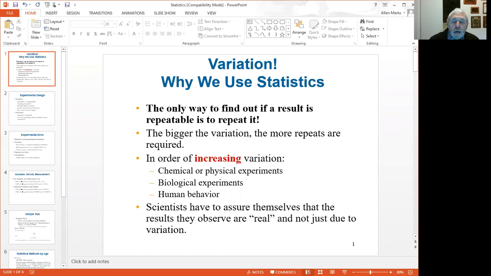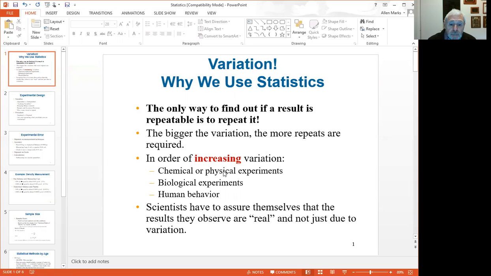This video is going to talk about statistics. Why we use statistics? Because of variation. Just about every measurement that can be made has some variation. In addition, the only way to find out if a result is repeatable is to repeat it. And by repeating it, I mean repeating it exactly. You do exactly the same thing twice and see how different the result is. The bigger the variation, the more repeats are required.